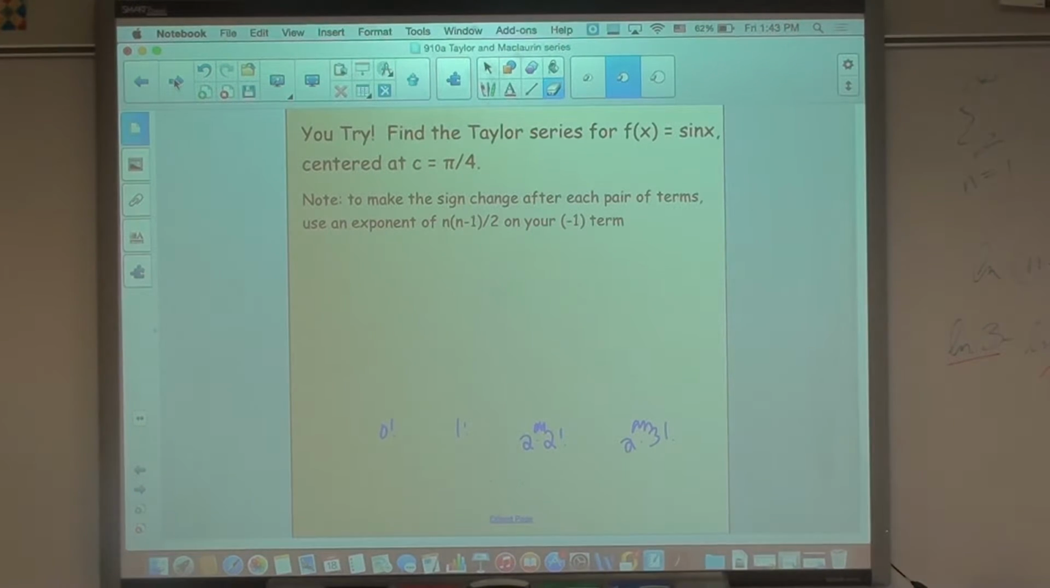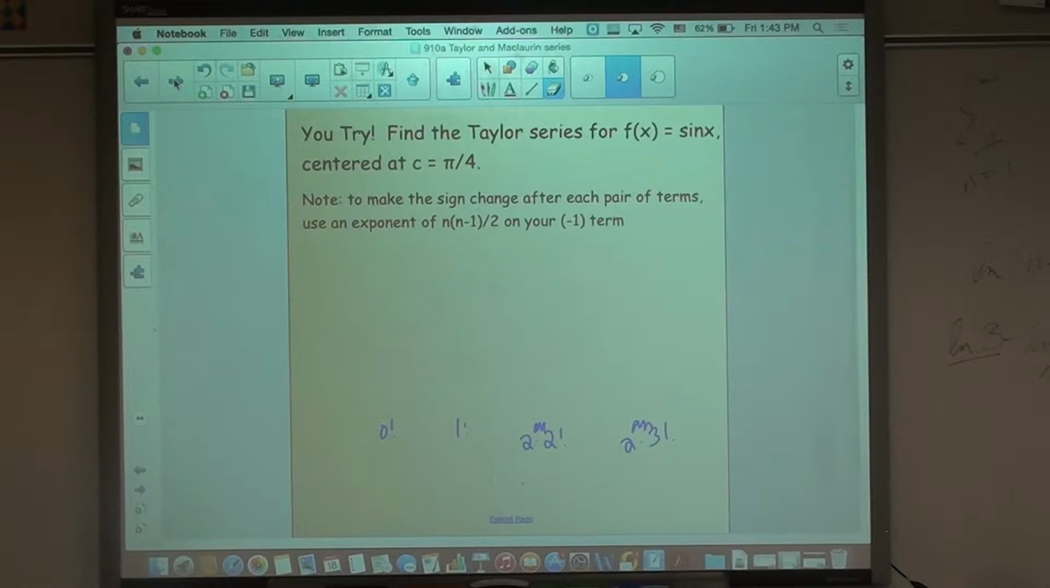Okay, so try another one. Find the Taylor series for f of x equals sine x, centered at c equals pi fourths. There's a note there that I gave you because I wanted to save you the headache of having to figure out what exponent to put on your -1 term, but you'll see once you work this out why it's a headache.